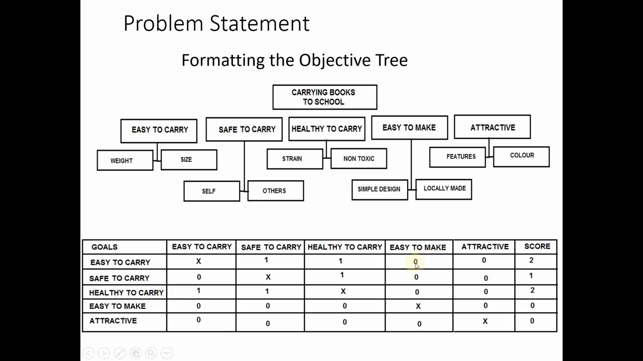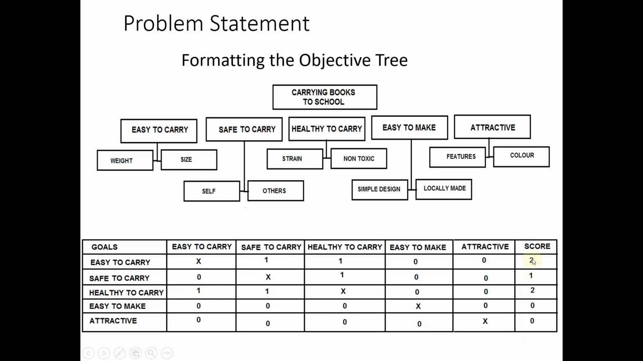0 means it is not related. So easy to carry does not mean that it is easy to make. 0. Easy to carry, it does not mean it is attractive. 0. So like that, we fill in the details either by 0 or 1. This X represents the same goals. Easy to carry and easy to carry, they won't be related. Safe to carry and safe to carry, they are not related. So X is put diagonally, and finally we calculate the scores for each of the goals.